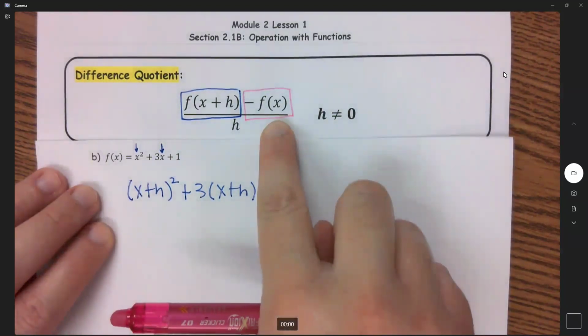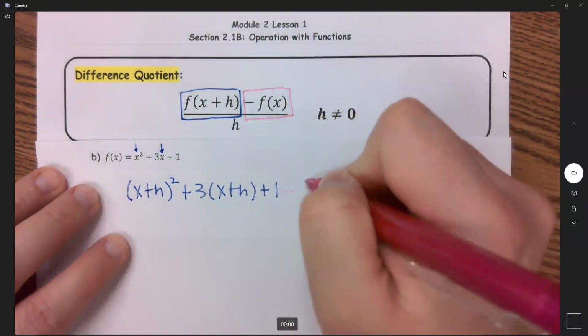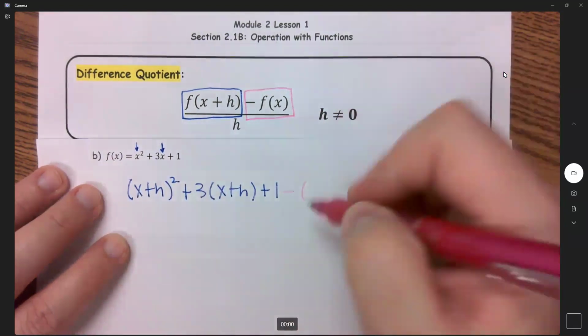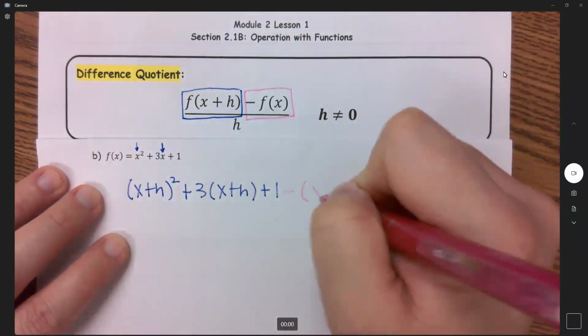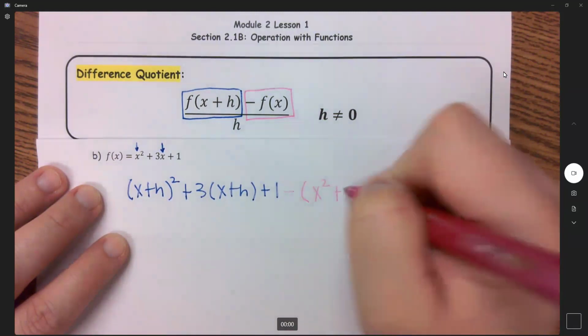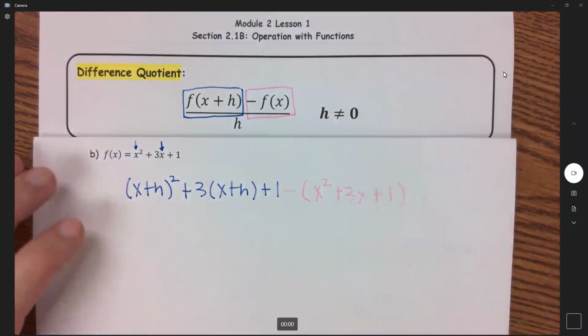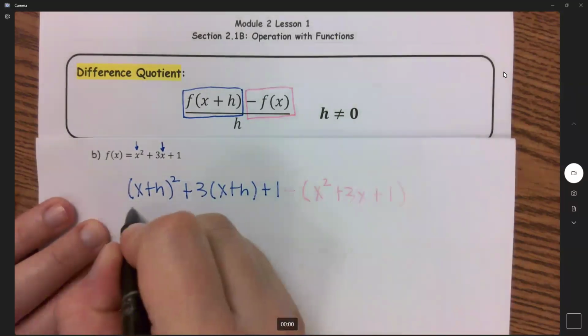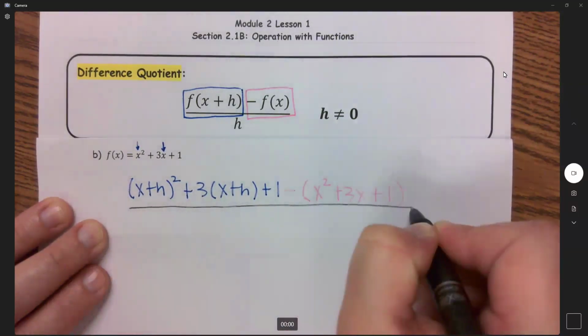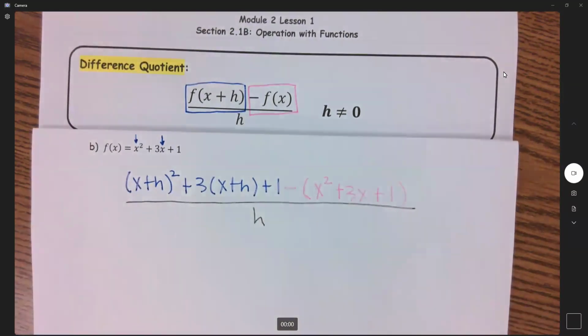Now I need to subtract my function. So I will do minus in parentheses and then rewrite my entire function. And this is all over h.